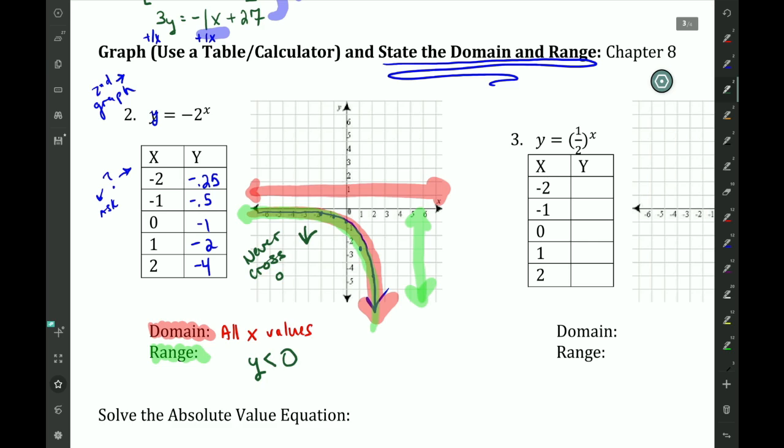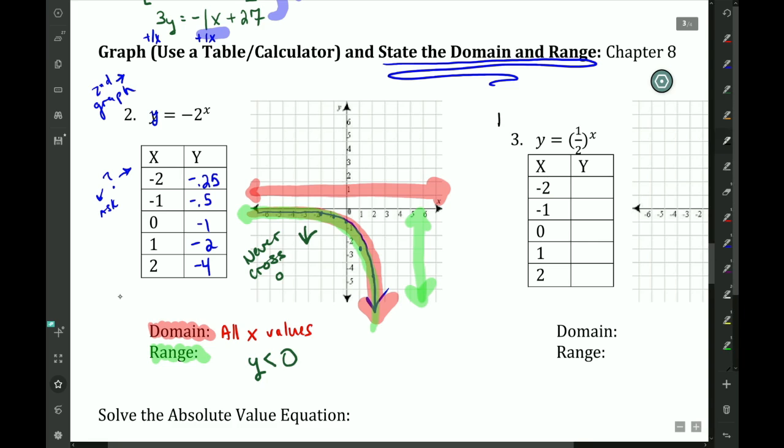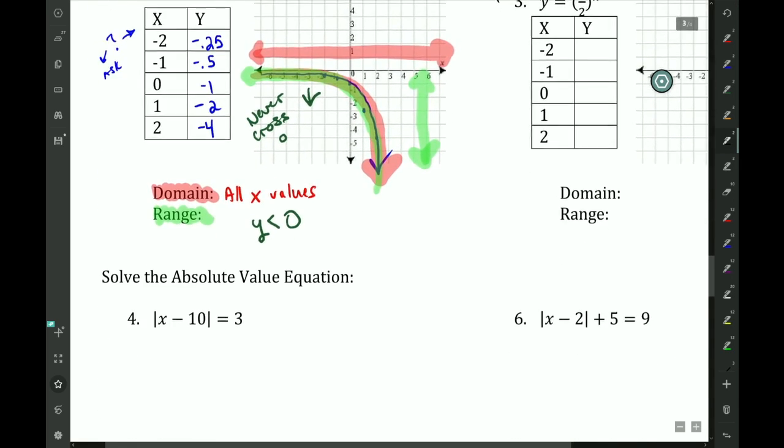I would like you to, of course, try number 3. So that'll be the starred one for you.